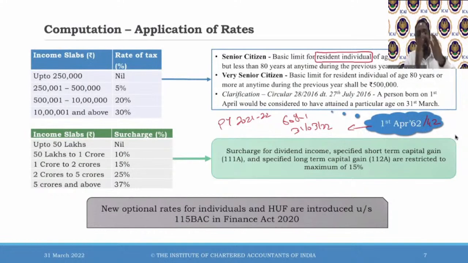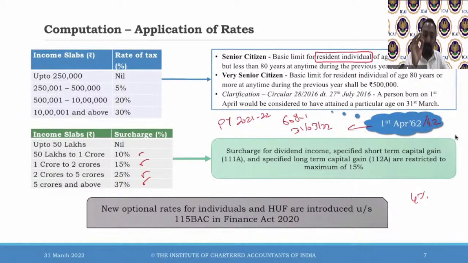Okay, moving on. We said when you're applying rates, you also have to see about surcharge. You also have to include health and education cess. Health and education cess is fixed. It is 4%. So what about surcharge? Up to 50 lakhs, it is nil. 50 lakhs to 1 crore, it is 10%. 1 crore to 2 crore, it is 15. 2 crores to 5 crore, it is 25. Above 5 crores, it is 37%. Now, when you're understanding the surcharge, we need to understand that there is a limit on surcharge in certain levels.